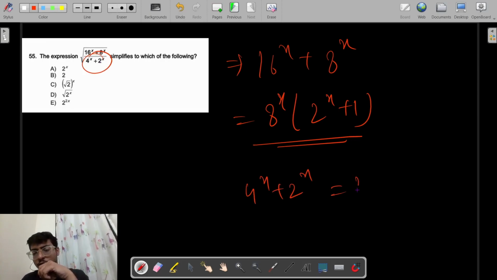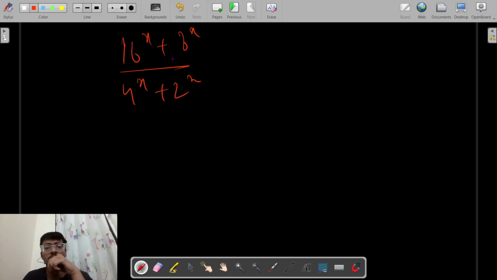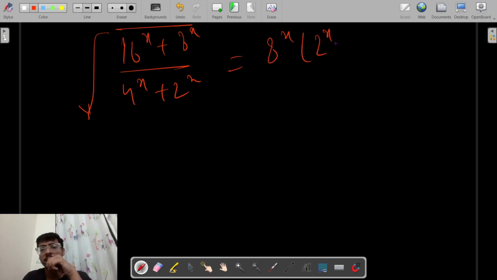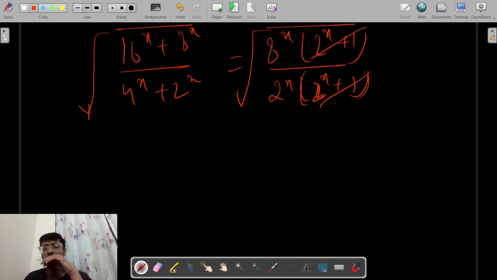You can take 2^x as common. 2 to the power x is common. Then 2 to the power x plus 1 will remain, right? So the next step is just to put the value of this: 16^x plus 8^x upon 4^x plus 2^x. And this whole is under a root. So this is nothing but 8^x times 2^x plus 1 upon 2^x times 2^x plus 1, right? This is under the root, and this term will get cancelled.